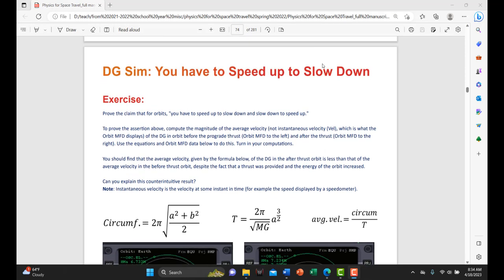You're going to speed up, right? But that's actually going to slow your average velocity down. It's a very important idea when you're timing the interception of a satellite for a satellite repair in orbit.